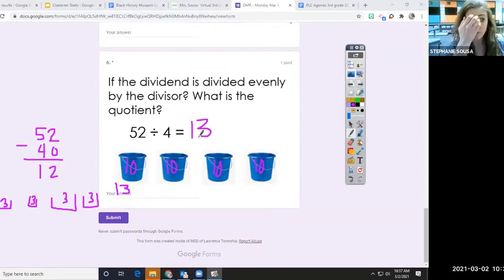Remember, when we have very large dividends, we can think about larger chunks of numbers at one time. It would take us a very long time to count by 4s all the way to 52. But if I look at a larger number like a 10, now I've got a much smaller section to work with. Okay? Questions on that one?